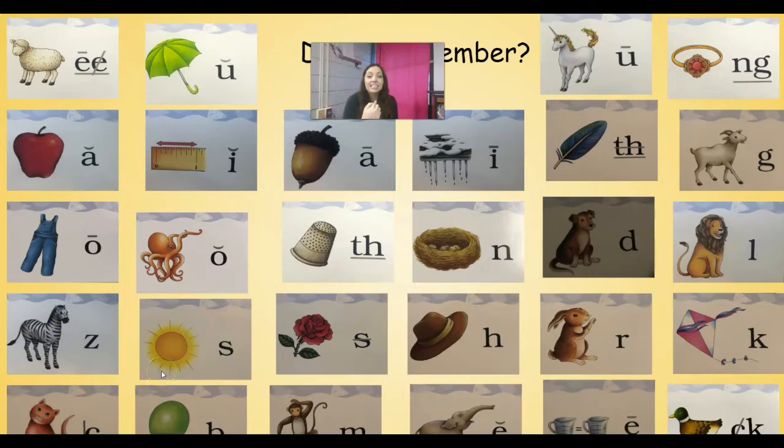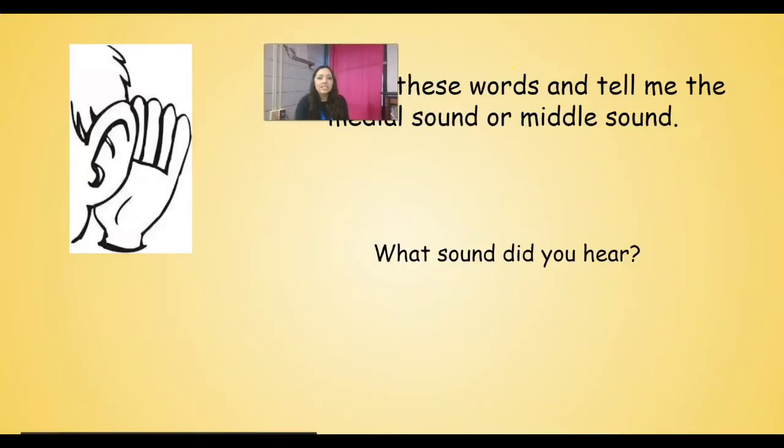Sun, S. Rose, S. Hat, H. Rabbit, R. Kite, K. Cat, C. Balloon, B. Monkey, M. Elephant, E. Equal, E. Duck, digraph CK, very good.